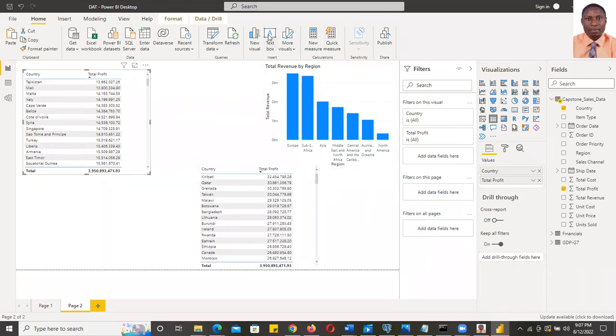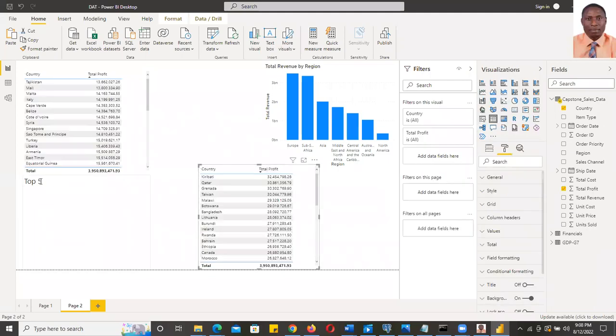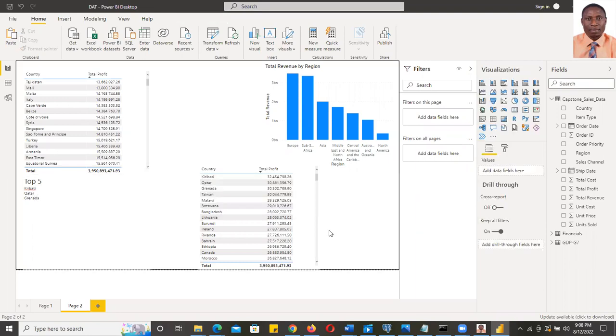Why this one solved the problem of the bottom five? We can label it using this text box. So we just write top five. Okay, so top five is Kiribati, Qatar, Grenada, Malawi and Taiwan.